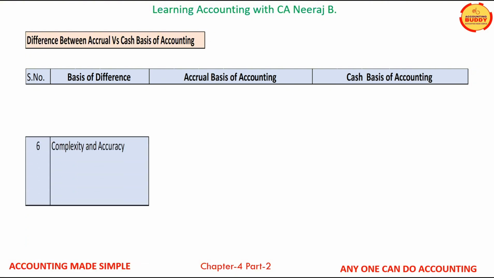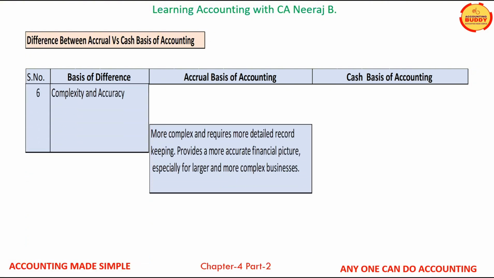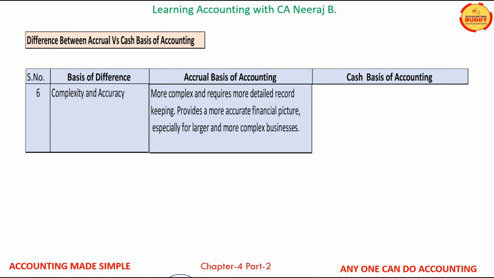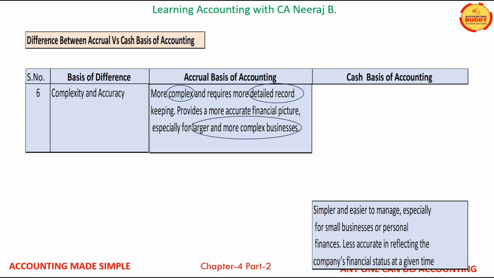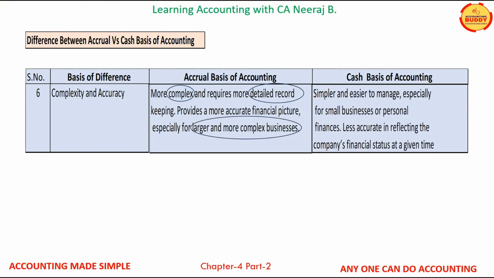Difference number 6, complexity and accuracy. Accrual basis of accounting is more complex and requires more detailed record keeping. It provides a more accurate financial picture, especially for large and more complex businesses. While cash basis of accounting is simpler and easy to manage, especially for small businesses or personal finances. It is less accurate in reflecting the company's financial status at a given time.